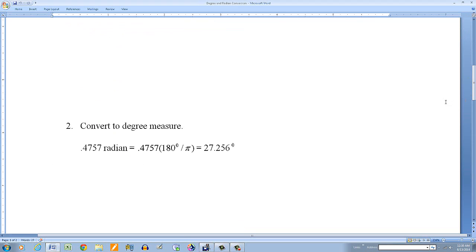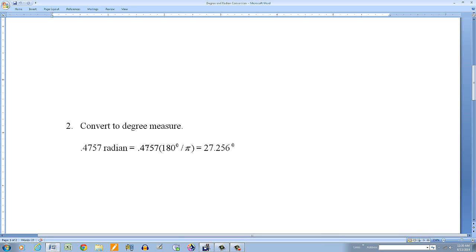Now let's go back the other way. Let's say we want to convert to degree measure. So now we have 0.4757, and that's radians. Again, I could leave the radian out, but I'll go ahead and leave it on there. So in this case, I'm going to multiply by 180 over pi. Keep in mind that this pi down here has radians attached to it, and over here this is radians next to this 0.4757. The radians cancel out, so that's why the answer is going to come out in degrees.